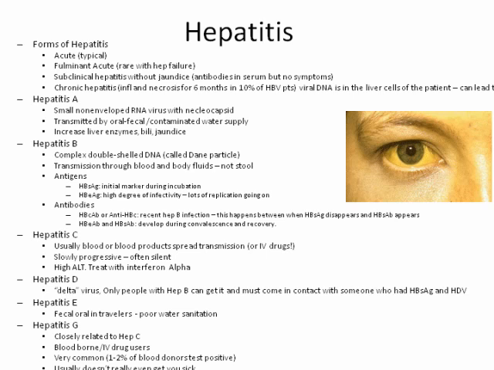But that's me. So anyways, that's hepatitis A. That's your foodborne. Hepatitis B is the only DNA hepatitis that there is. So which one's DNA, which one's RNA? Hepatitis B is the only. It's a complex double-shelled DNA virus called the Dane particle. It's transmitted through blood and body fluids, but not stool.